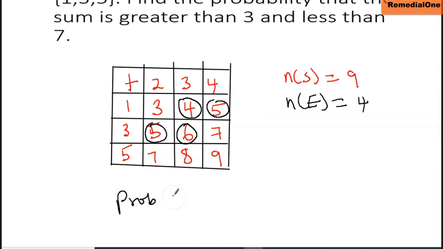But the probability is equal to number of event over number of sample space. So with this, number of event is 4 and then the total is 9. So you can leave your answer in this way or you convert it to decimal, depending on how the question wants you to put your answer.